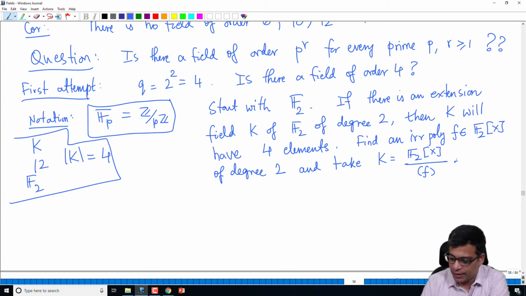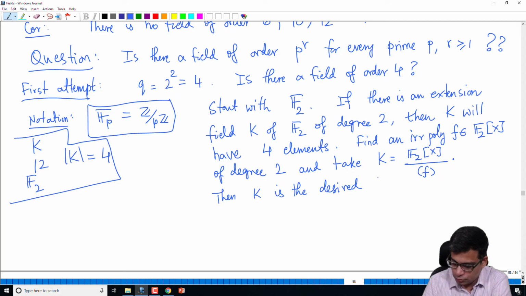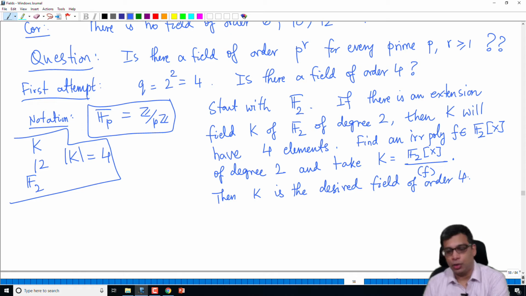So first of all, K is a field. Moreover, because it is generated by x bar over F_2 and f has degree 2, [K : F_2] will be degree 2. This is something we have shown. The degree of an element is equal to the degree of the extension. So then K is the desired field of order 4. So all we need to do is find such an irreducible polynomial of degree 2. If you do that, we have our field of order 4.